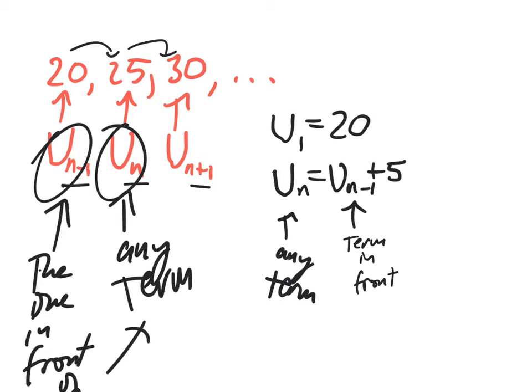Yes? Could you then go u sub n equals u sub n plus 1 minus 5? You actually could. But we aren't ever going to write it that way. But what you said was right.